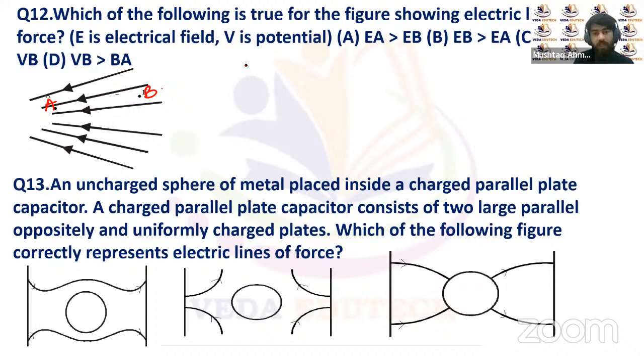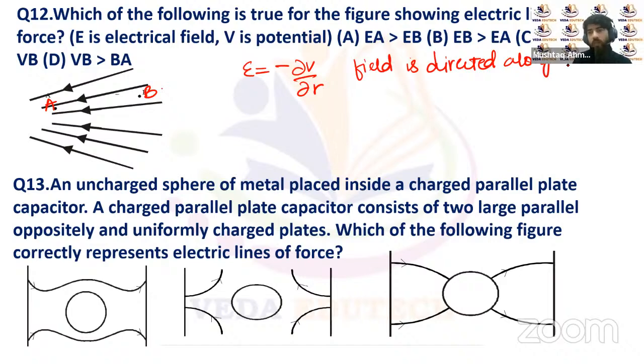We know that the electric field is always given by minus del V upon del r. Or we can say that the field is directed along decreasing potential. So the electric field is always directed along the decreasing potential, right?